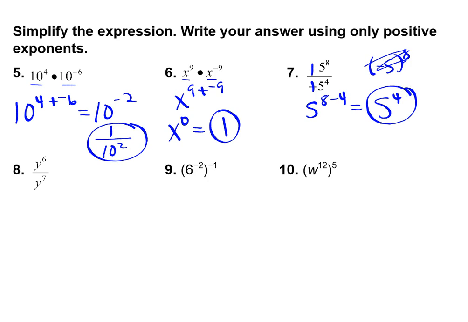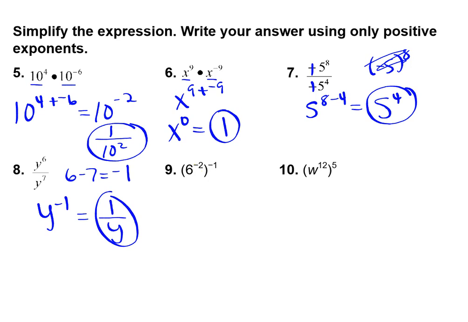For number 8, we have y to the 6th divided by y to the 7th, so we're going to do 6 minus 7 is negative 1. So y to the negative 1, and since it's a negative exponent, we're going to do 1 over y.